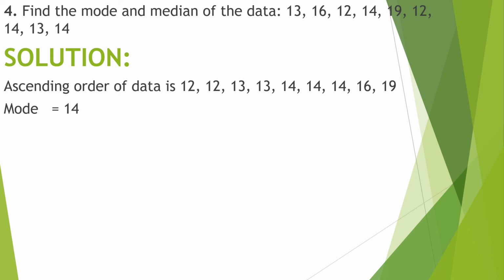Now we can find the median. Here a total of 9 observations are given, so the fifth observation is the median. Here the fifth observation is 14. So the median is 14.